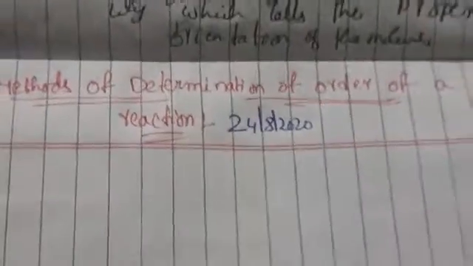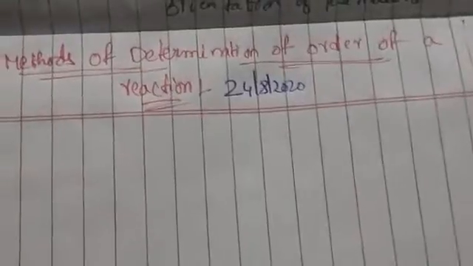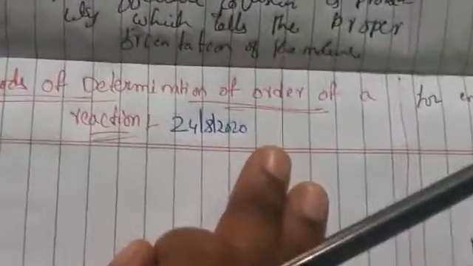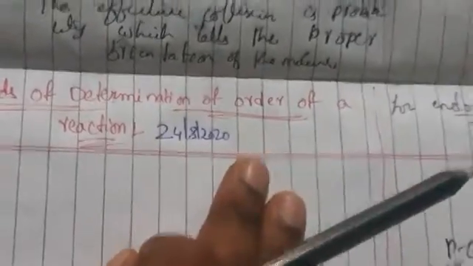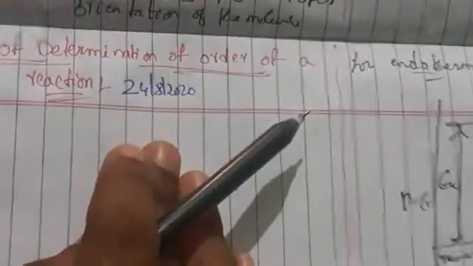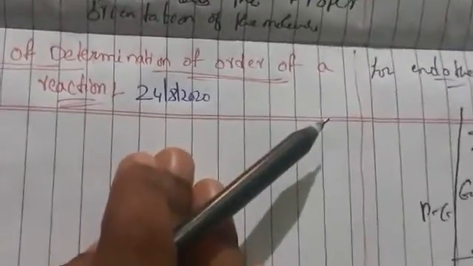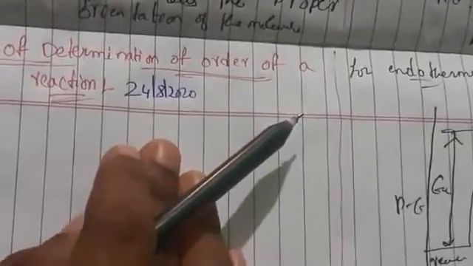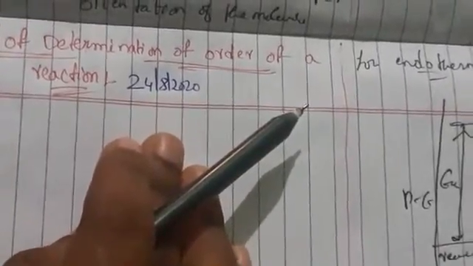Good morning students. Today I am going to discuss methods of determination of order of a reaction. Generally, I have told you about zero order reaction and first order reaction. We have learned the relation between the order, rate, specific rate and the concentration at the time of measurement of the rate. Okay, how they are related.